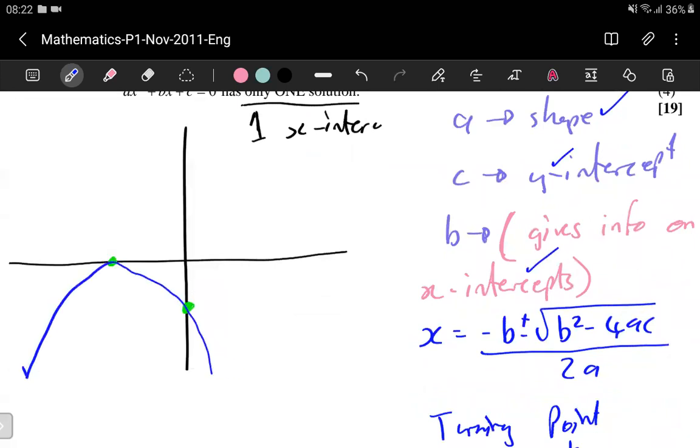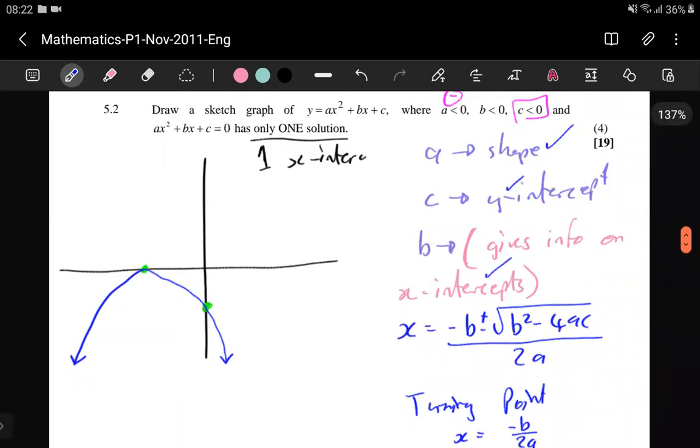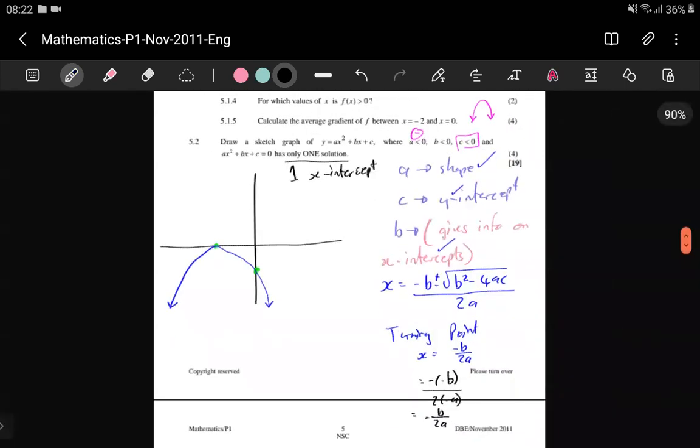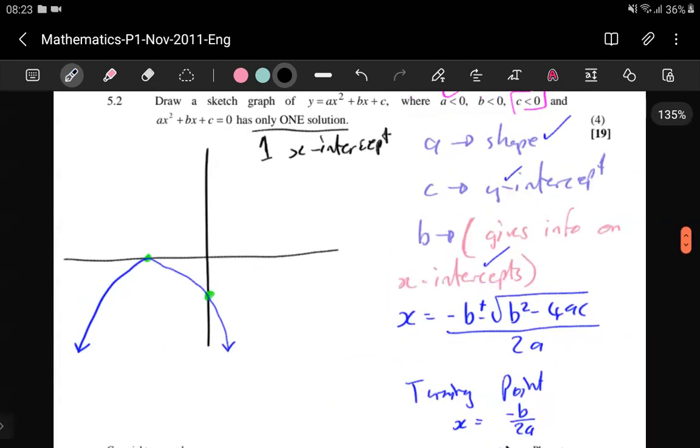So if it said it has two solutions, then it would have been the other way around. It would have gone up here and then would have been drawn something like this. Yeah, so all the information has to work together. So let's say your turning point was positive. It would have been on the other side of the Cartesian plane. Then the image would have looked like this.